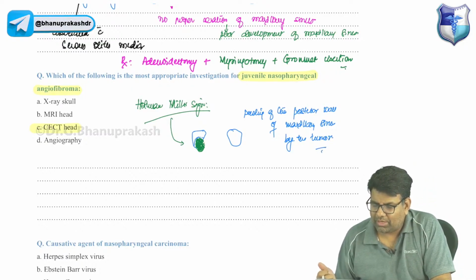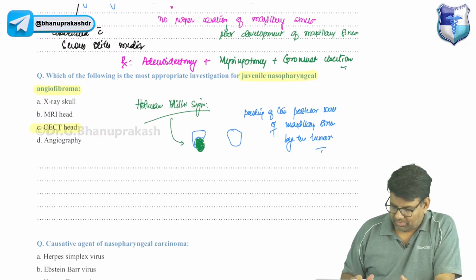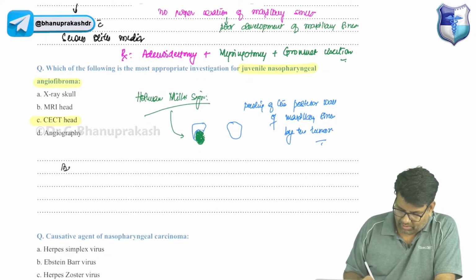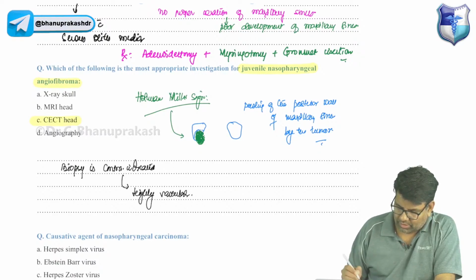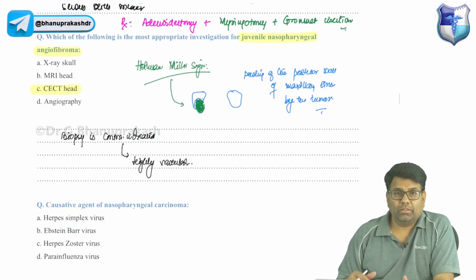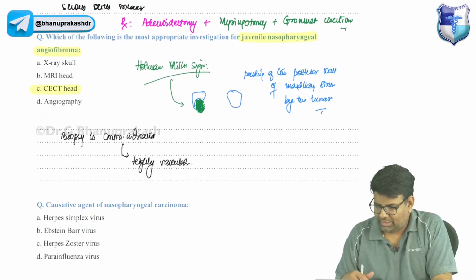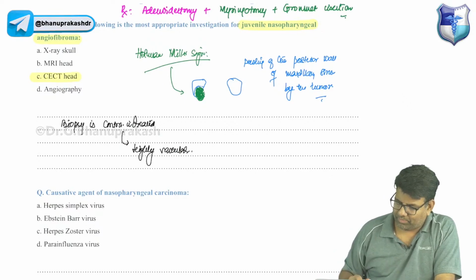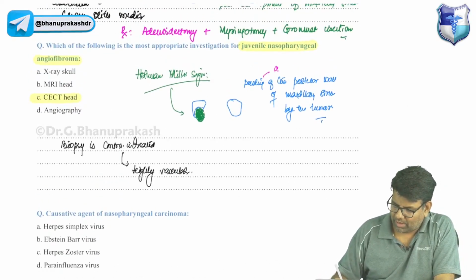Yes, Ullmann-Miller sign, very good, Ganesh. So CT is best, and of course Raghu pointed out very nicely that biopsy is contraindicated since it is highly vascular. Don't go for biopsy, otherwise it will keep on bleeding. So this is juvenile nasopharyngeal angiofibroma, which is better evaluated on CT head. Yes, very good, Aninda. There is anterior bowing of the posterior wall. Perfect.